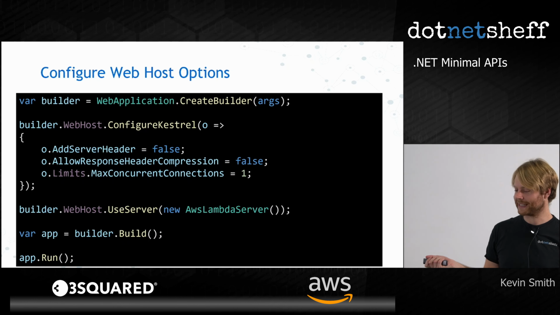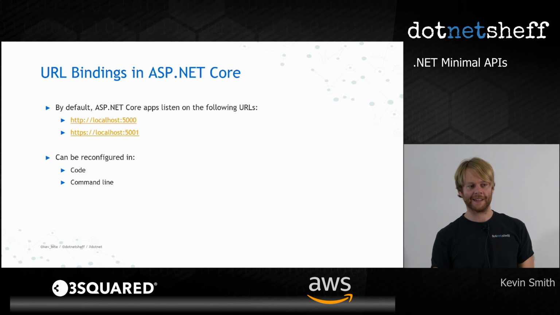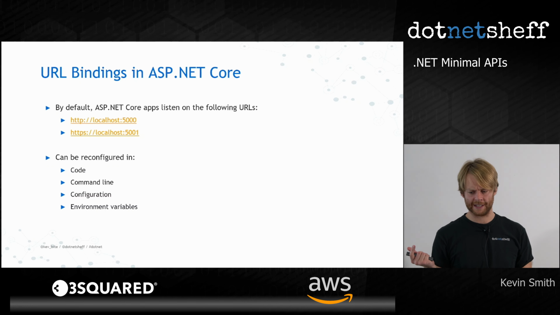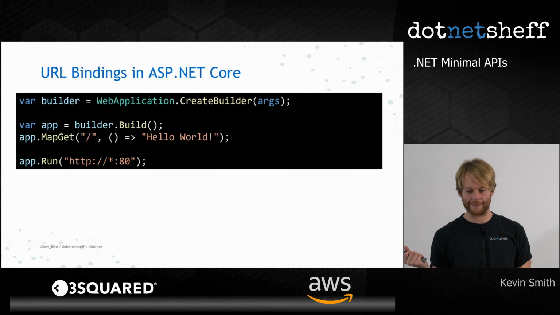And then we've got binding options for URLs as well. By default, it hosts on localhost 5000 and localhost 5001. But it can be configured in different ways: the code, the command line, configuration, environment variables. These are really similar to the old style way as well. The command line, configuration and environment variables are all the same, but the code's a bit different. In code, when you call run, you can just pass in a string, which is what you want to bind to. So that says bind on all IP addresses on port 80.